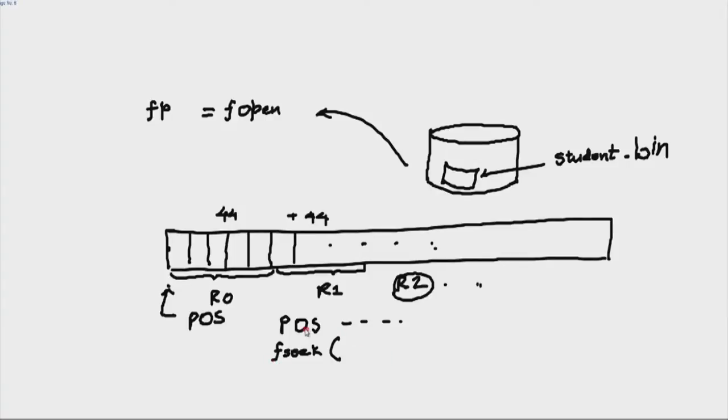Just by giving a value to the variable POS does not mean that my internal position in the file has changed anywhere. The position indicator remains wherever it is. POS is merely a variable where I want to put a value. After I put the value, it is the fseek function which will move the pointer to that position. And after I do this, I can do either fread or fwrite.